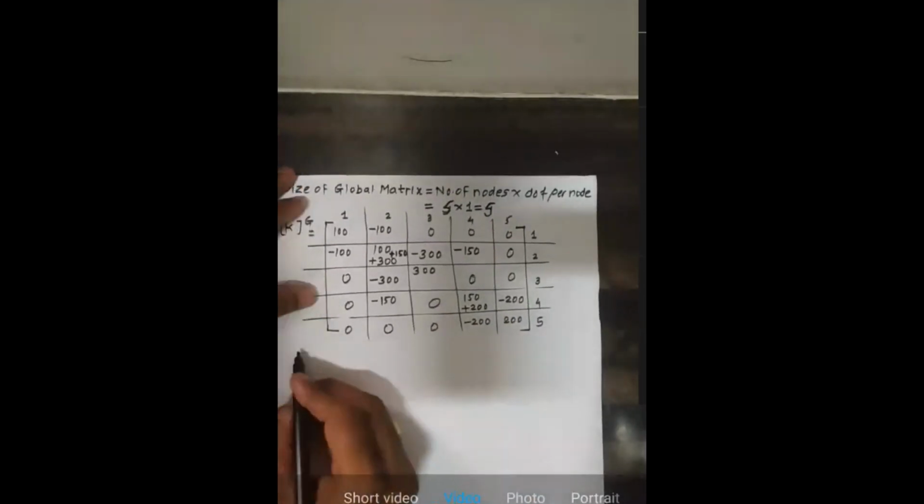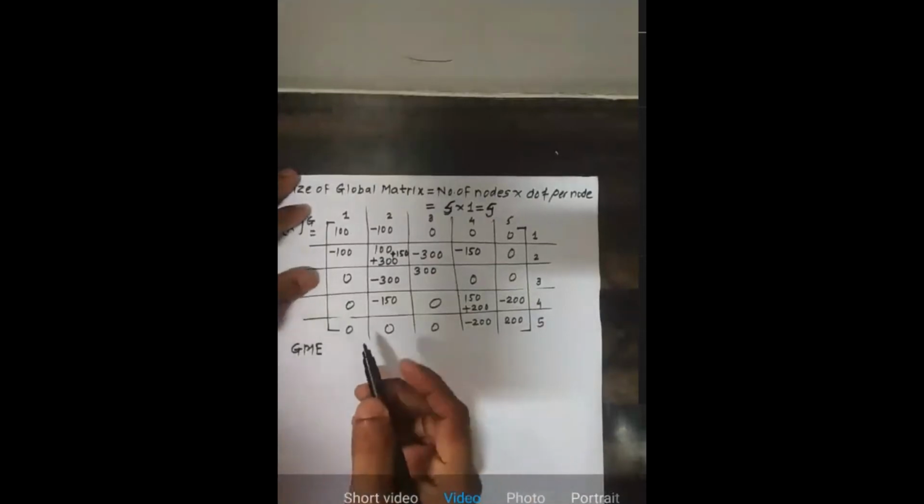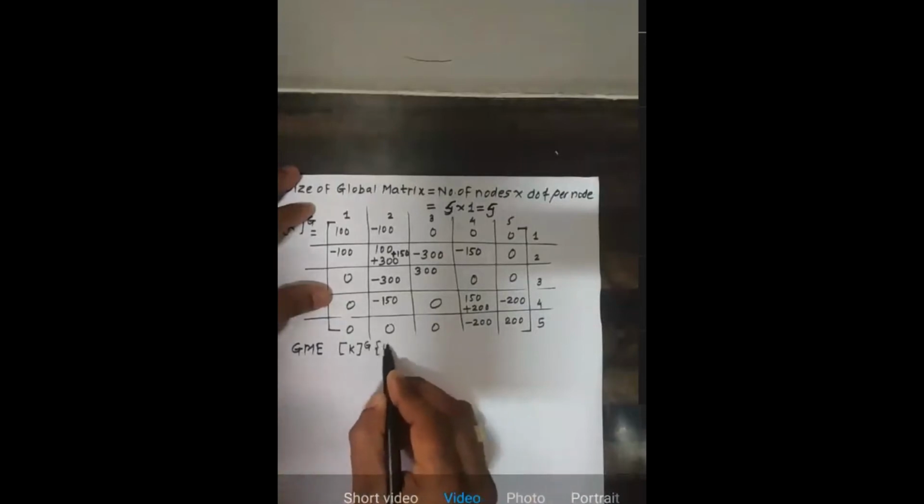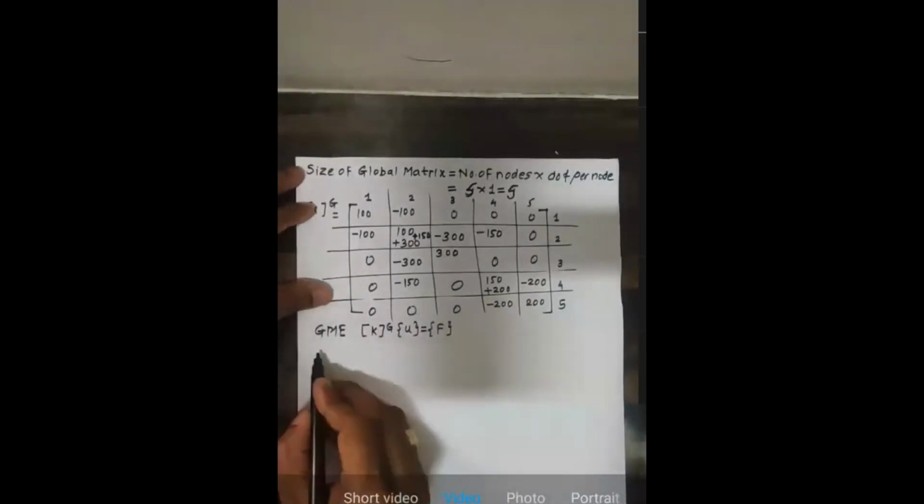Now see, you have the global stiffness matrix. So the next step will be solving this global stiffness matrix by writing the equation. What is this equation? This is the global stiffness matrix, multiplied by the displacement, which is given by the force, right? So this equation you need to solve. Simple, right? So just write down this equation, or rather this matrix.